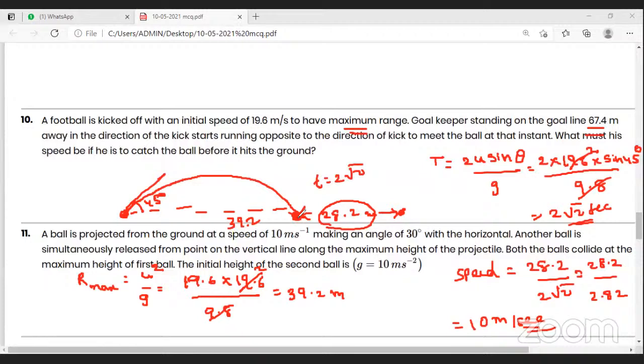That is the question. Now, first of all, we calculated the range where it will land, and then we can know the distance he has to travel. Also, the time of travel for the ball and the goalkeeper should be the same. So we calculated the time of flight here. The same time we used to calculate the speed of the goalkeeper also. Then we got the answer, that is 10 meter per second. Next one.